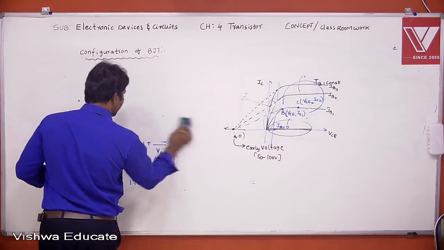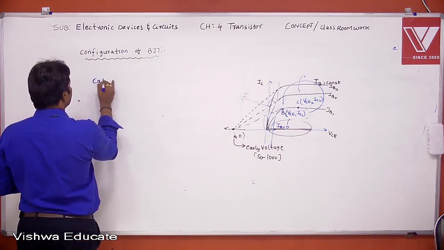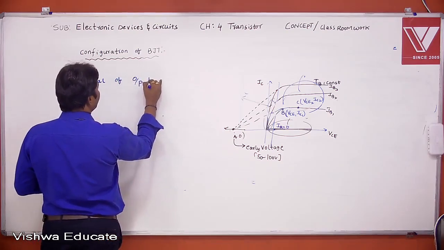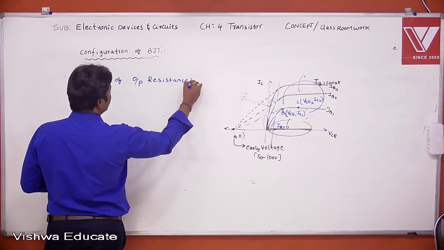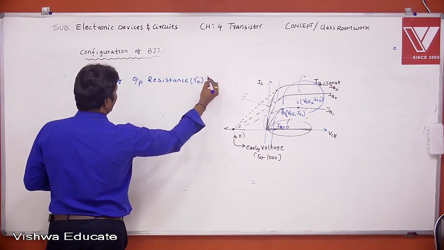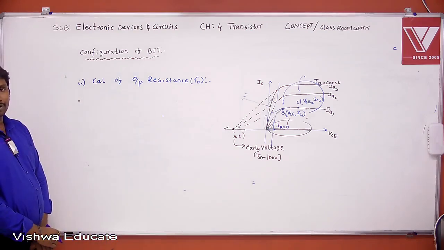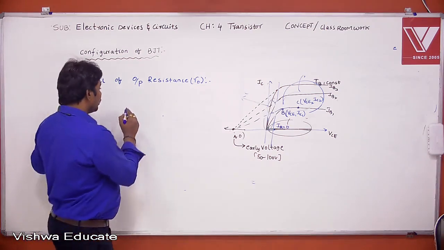And the next one, second one, calculation of output resistance R0. Right. Now all of you see here.